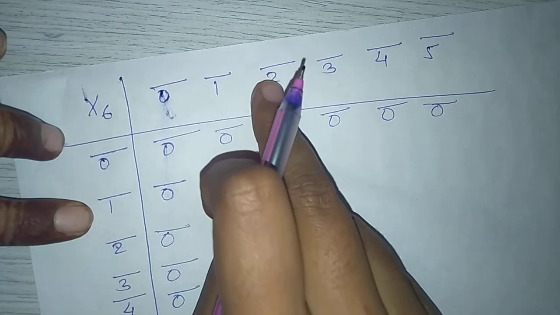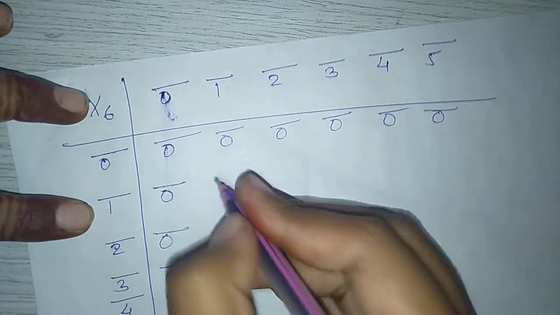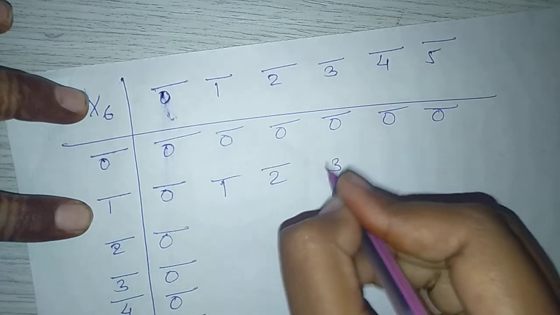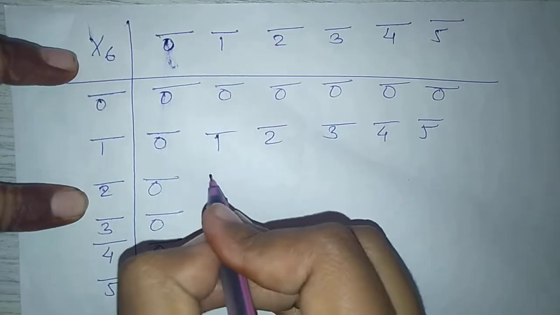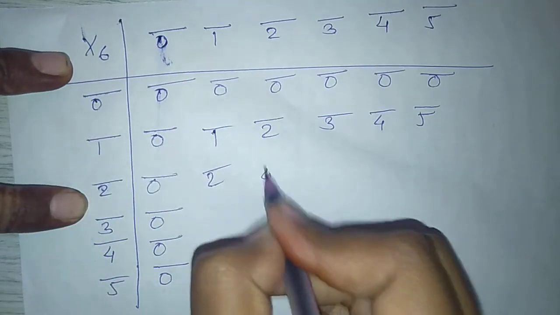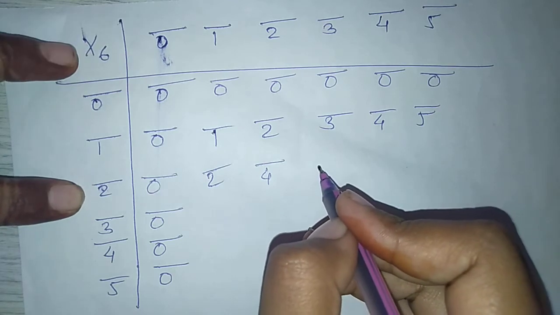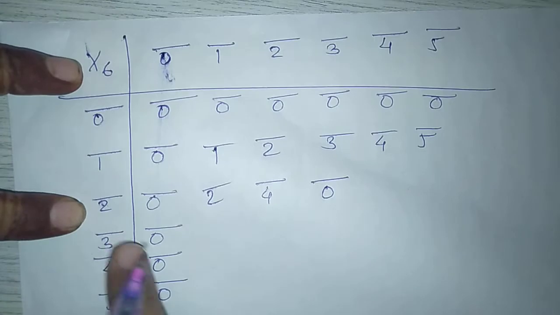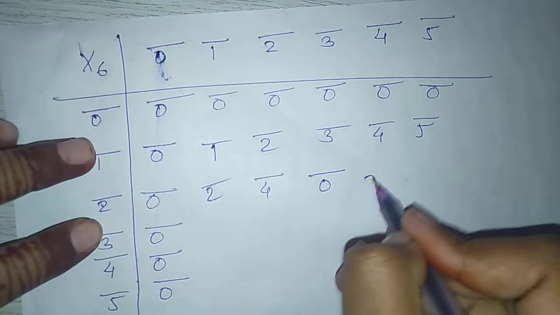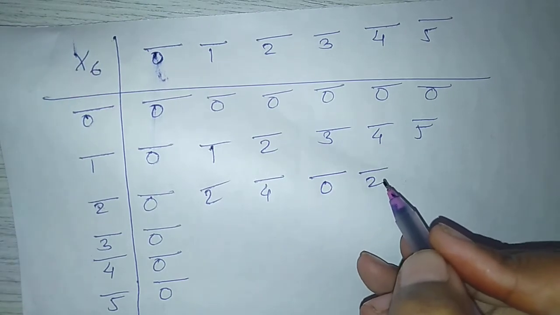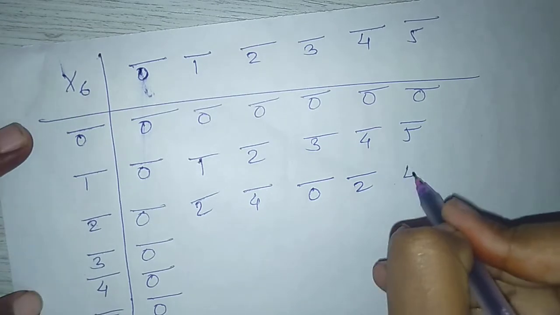1 into something means that number. 1 bar, 2 bar, 3 bar, 4 bar, 5 bar. 1 into 5 bar is 5 bar. 2 into 1 bar is 2 bar. 2 into 2 is 4 bar. 2 into 3 is 6 bar, but under modulo 6, 6 bar equals 0 bar. 2 into 4 is 8 bar, under modulo 6 we get 2 bar. 2 into 5 bar is 10 bar, under modulo 6 we get remainder 4 bar.